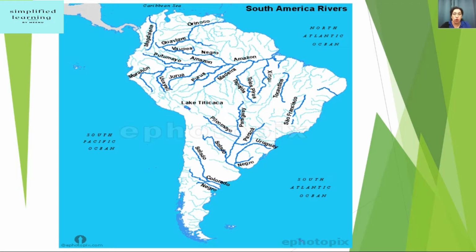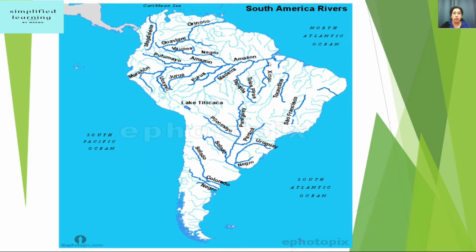The Angel Falls, the world's highest waterfall, is formed by the tributary of the river Orinoco. Okay. The river Magdalena, so this is the river Magdalena in Colombia, runs parallel to the Andes Mountains and drains northwards into the Caribbean Sea. Okay, so here we have Caribbean Sea.